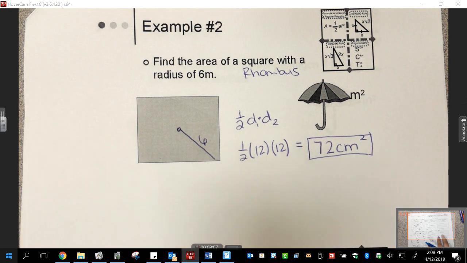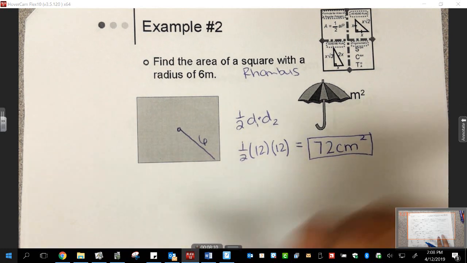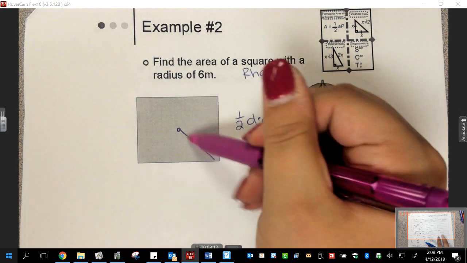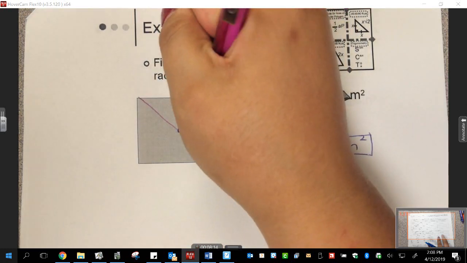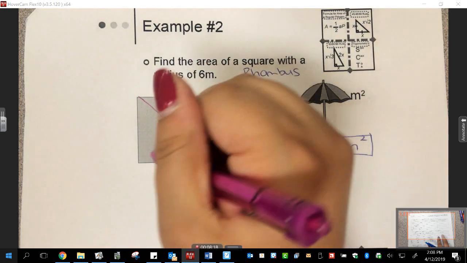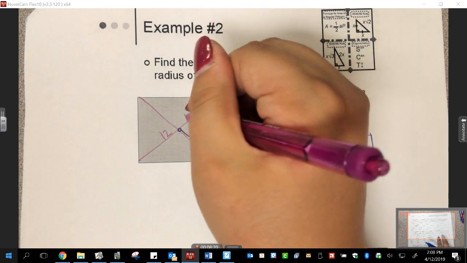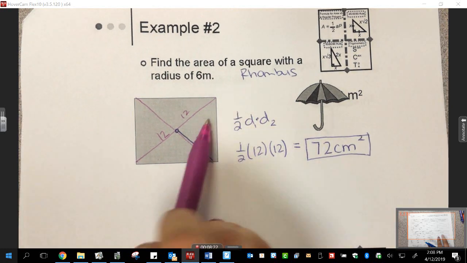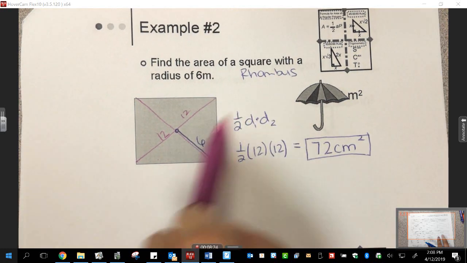So let me say that again for those of you that are looking at me like, I don't even know what she did. If this is 6, what is the entire thing? 12. And since it's a square, what is this entire thing? 12 as well. So, since technically a square is a rhombus, I can just do this formula.